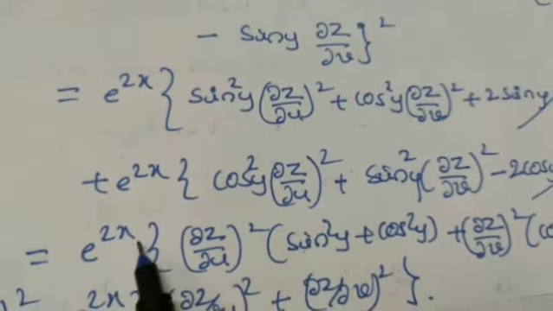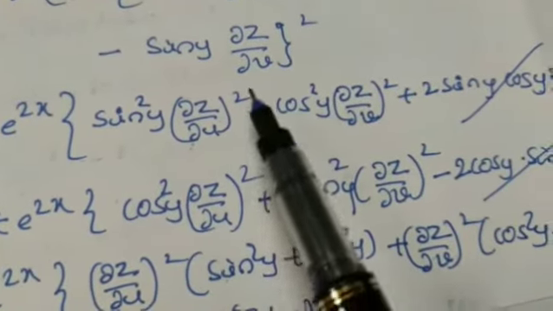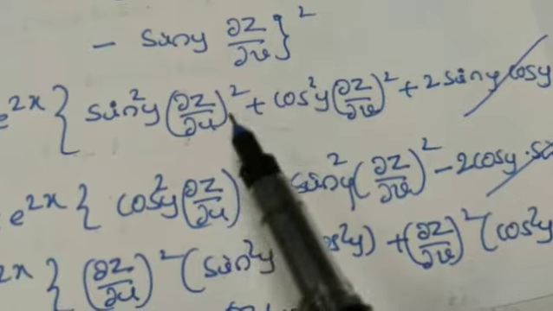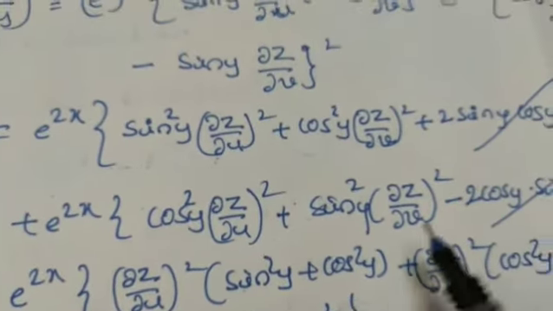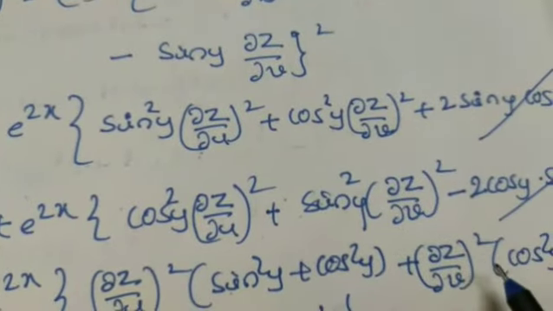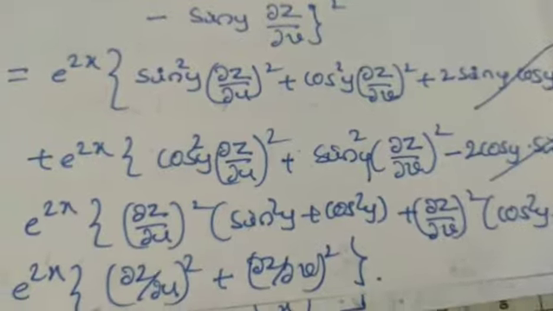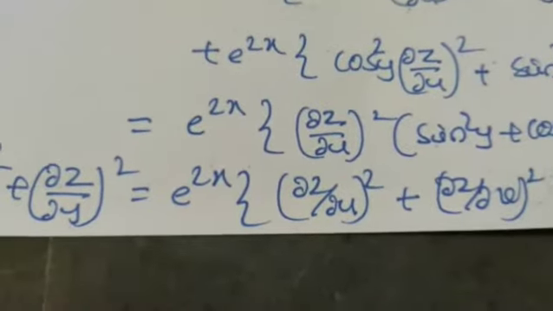in these two terms again e raised to 2x is common, we can take it common and write the remaining terms, which you have to add. So you have to add: here (dou z by dou u) whole square and (dou z by dou u) whole square are there. Let us take it common and write the remaining terms, sin square y plus cos square y, and in these two terms (dou z by dou v) whole square is common, I will take it common, cos square y plus sin square y remains.